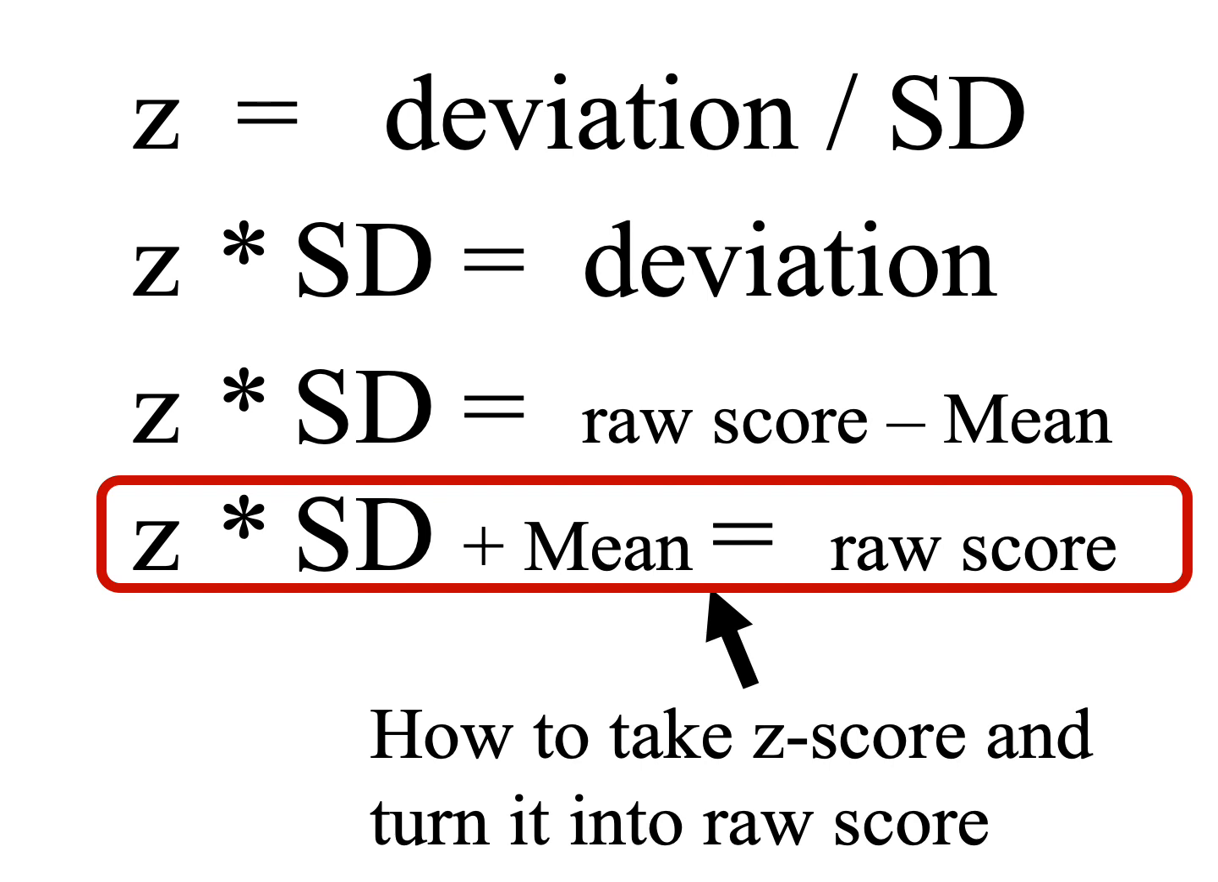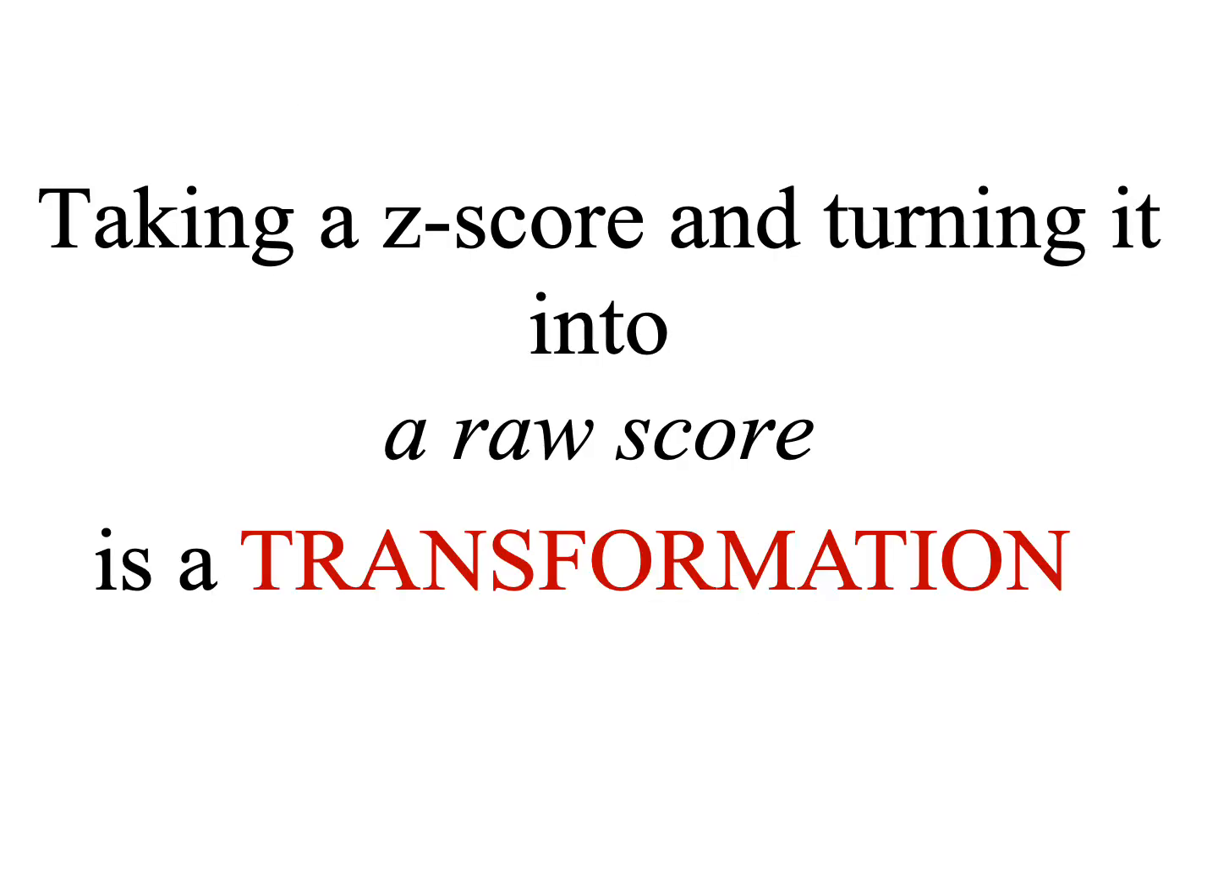If you forget this formula at the bottom, you can just remember the basic formula for the g-score. The g-score is equal to the deviation divided by the standard deviation. If you remember this formula at the top, you can always use a little simple algebra to find the formula at the bottom. This formula we've been talking about, which takes a g-score and turns it into a raw score, is a transformation. We are now going to talk about how to do some other transformations.